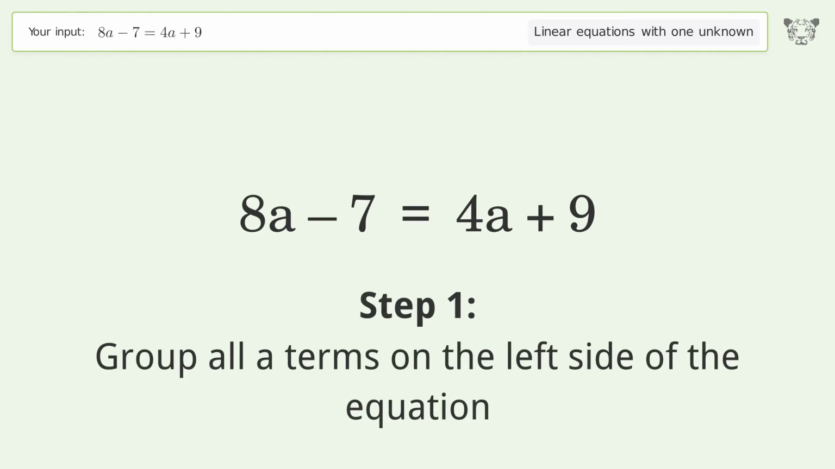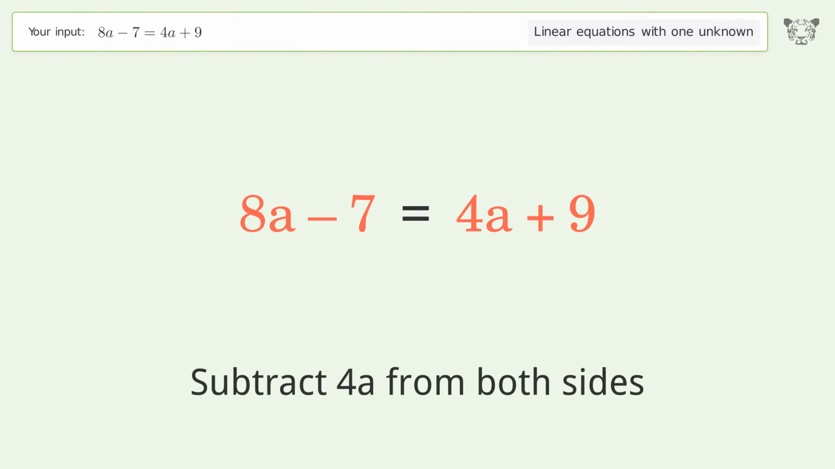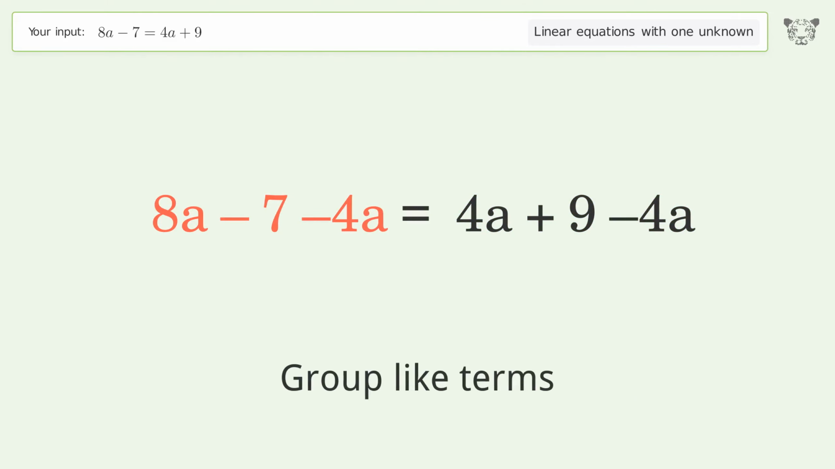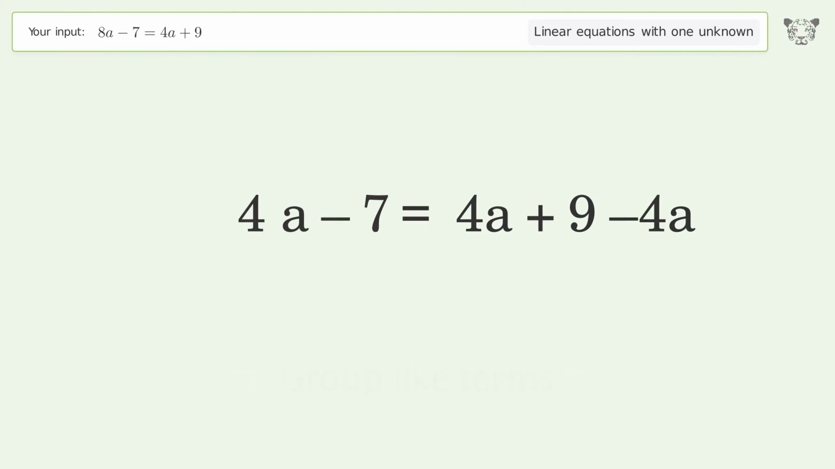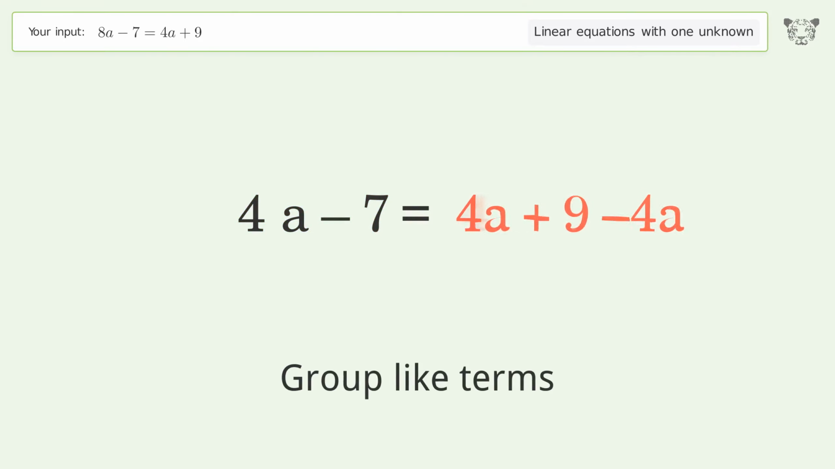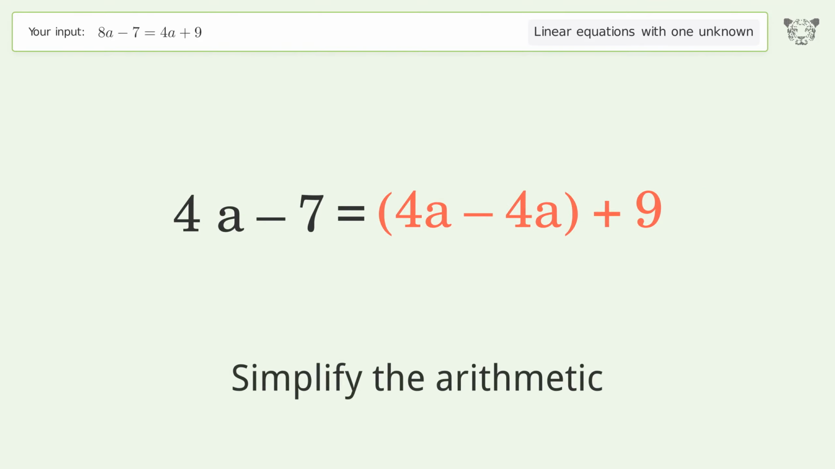Group all a terms on the left side of the equation. Subtract 4a from both sides. Group like terms. Simplify the arithmetic. Group like terms. Simplify the arithmetic.